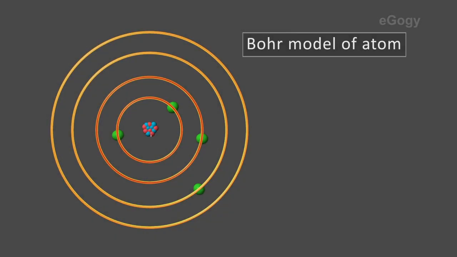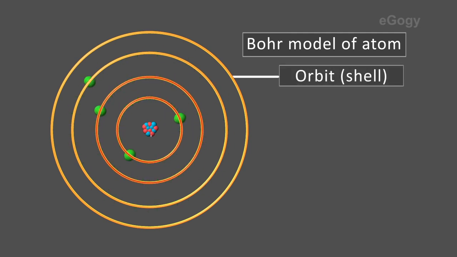Bohr model of atom. According to this, the electrons move around the nucleus in definite paths. These definite paths are called orbits or shells. In the Bohr model, each atom has shells K, L, M, N. These can also be referred to as 1, 2, 3, 4 energy levels respectively.